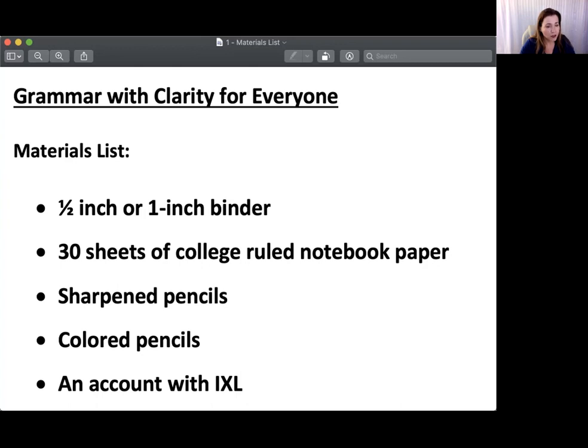And if you only use this IXL program over the course of the next month while you're working through these videos, it will be money well worth it. So I highly recommend that you get an account with IXL.